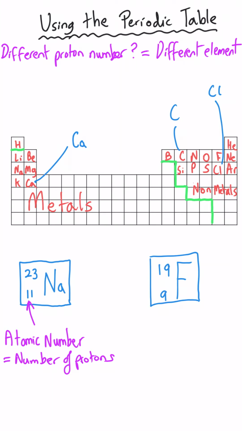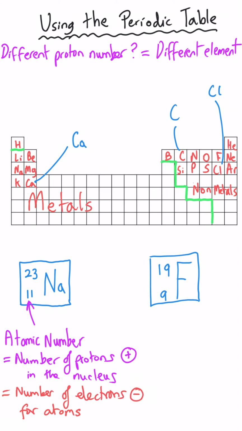Protons have a positive charge and are found in the nucleus of an atom. The atomic number of an atom also tells us how many electrons there are orbiting the atom in the shells. The number of protons is always equal to the number of electrons for an atom. If that is not the case, it's not an atom, it's actually an ion.